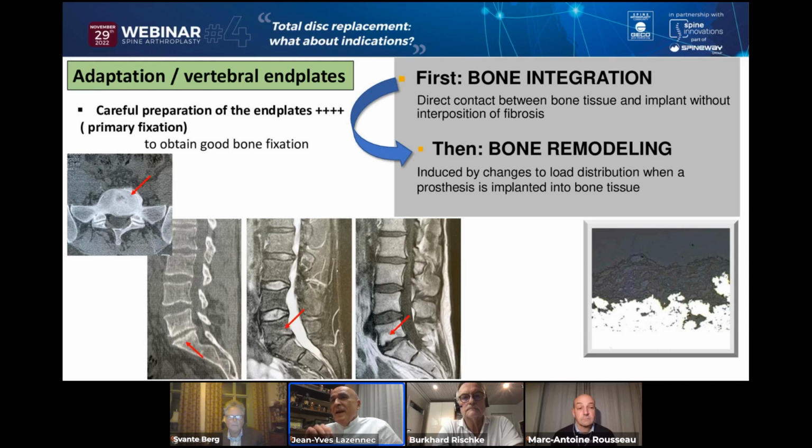I think you will see one of the very important messages is that when I put my implant against the bone, we imagine that the bone remains perfectly in contact with the implant. It's not true. It is very well published that you immediately have a small interposed membrane which will be transformed into bone afterwards, quickly, but not immediately. And then after, we have the step of bone remodeling introduced by changes in load distribution when the prosthesis is implanted into the bone tissue. So two steps: bone integration and bone remodeling.